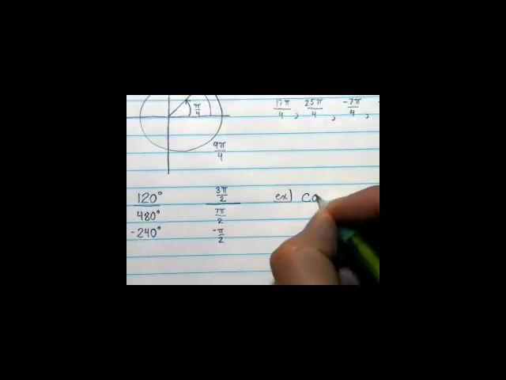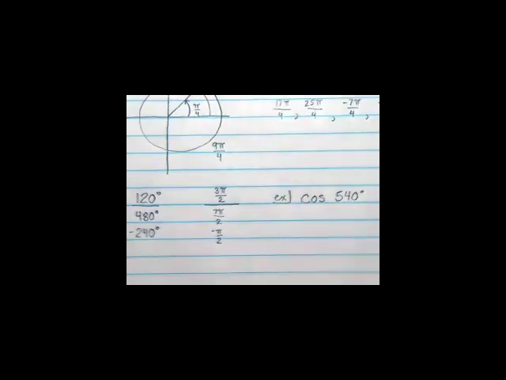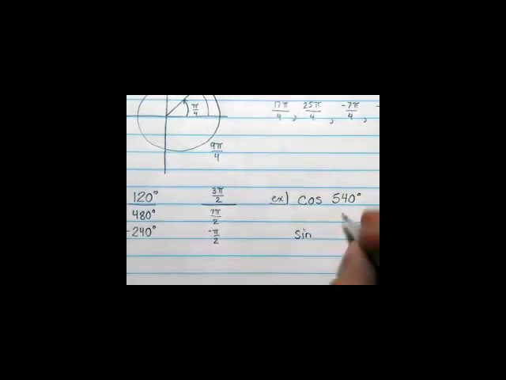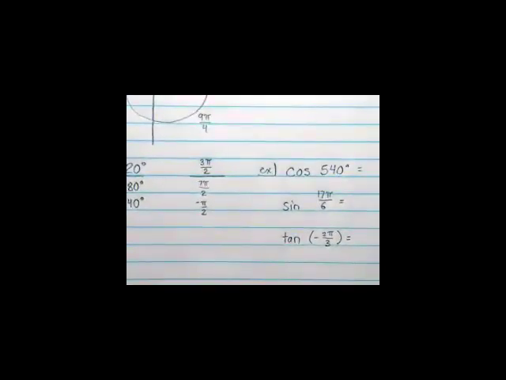So let's do the cosine of 540 degrees. Do the sine of 17 pi over 6. And the tangent of negative 2 pi over 3. All right, so take a minute. Go ahead and use your unit circle. That's totally fine. See if you can match them up and then evaluate the cosine, sine, and tangent for those three.